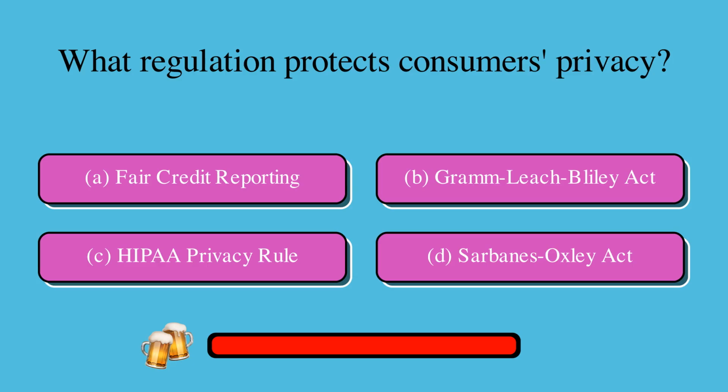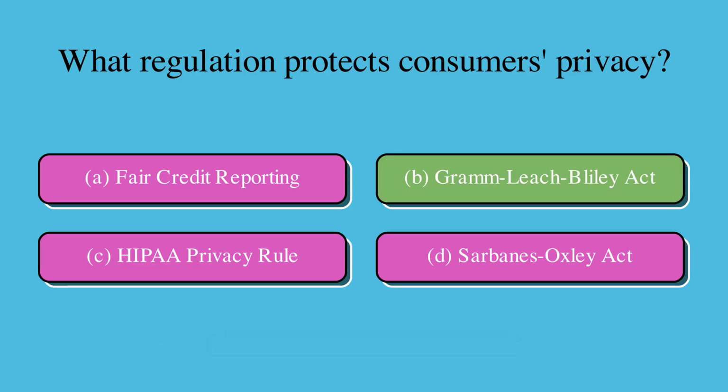What regulation protects consumers' privacy? Is it A, Fair Credit Reporting, B, Gramm-Leach-Bliley Act, C, HIPAA Privacy Rule, or D, Sarbanes-Oxley Act? The correct answer is B, Gramm-Leach-Bliley Act.